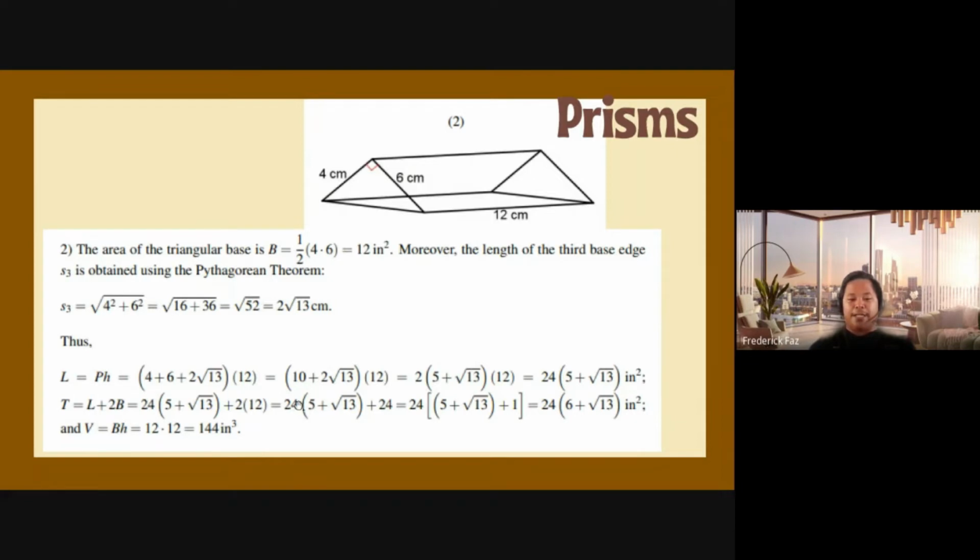So yan po. Ang nangyari po dito, nag-factor out po. So nangyari po dyan is plus 1. So we have 5 plus 1 is 6. Kaya nagkaroon po tayo ng 6. That's the square root of 13. For the volume, we have area of the base. So the area of the base is 12 and the height is 12. So the volume is equal to 144 cubic inches.